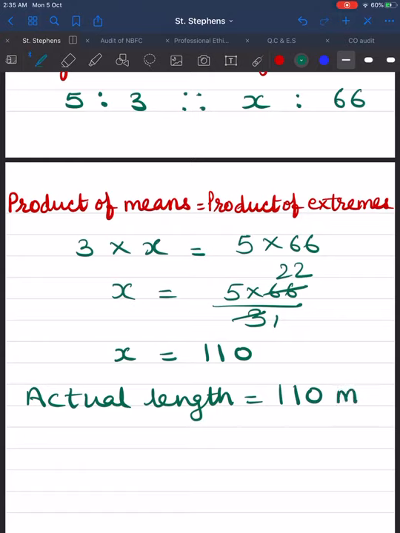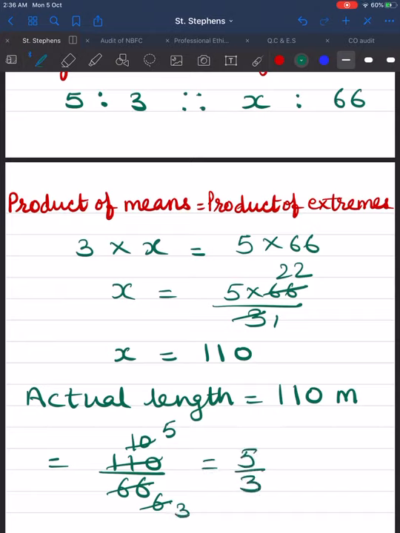Now let's check what is the ratio of actual length to actual width. So it is 110 upon 66. Now 11 tens are 110, 11 sixes are 66, 2 fives are 10, 2 threes are 6. So we have 5 upon 3, which can be expressed as 5:3. So children, the ratio of actual length to actual width is 5:3, which is same as the given ratio 5:3.